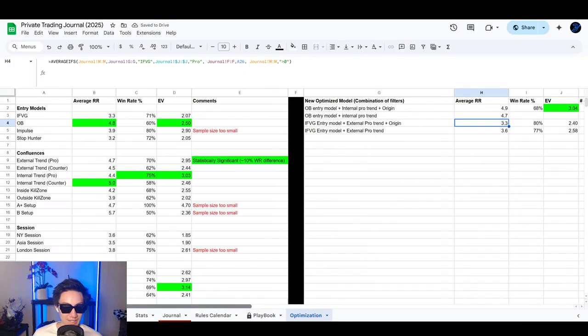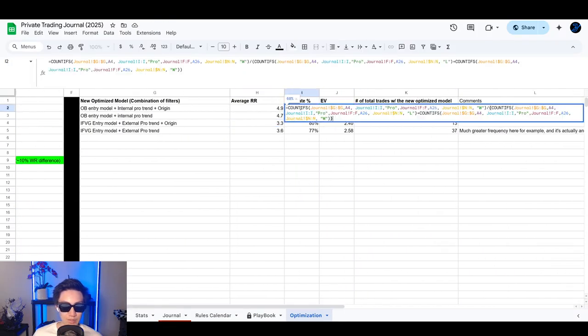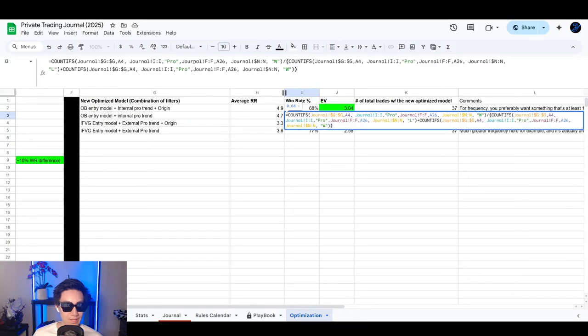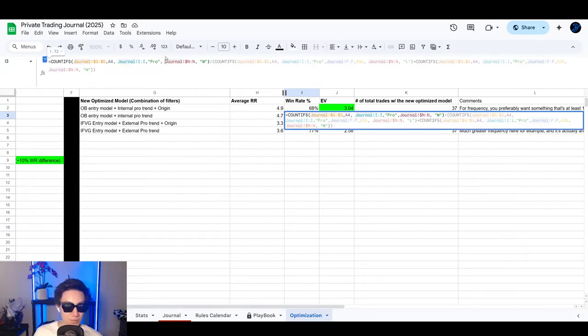Makes sense because origin has the best risk reward on average. Now let's check the win rate. Now, if we get rid of the origin here, I'm gonna assume the win rate is gonna be higher, but we'll see. Or maybe probably around the same.